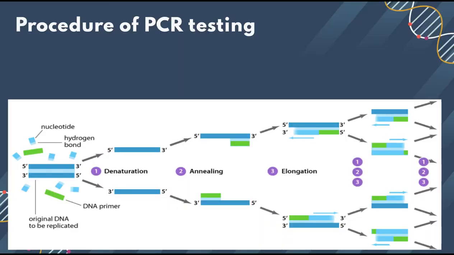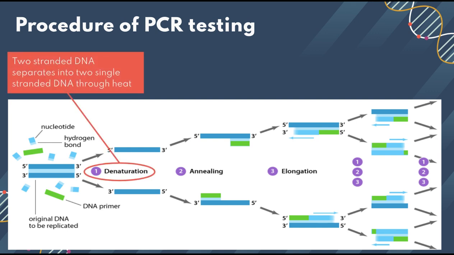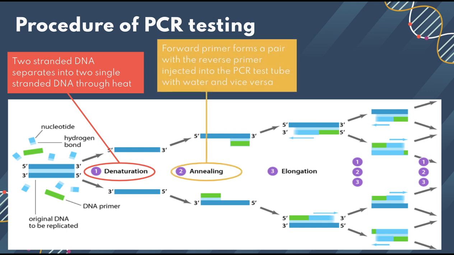Now, let's take a more in-depth look at how PCR works. The first step is denaturation, where two-stranded DNA separates into two single-stranded DNA at a very high temperature, which is about a 95 degrees Celsius environment. This high temperature melts the hydrogen bond from the nitrogen bases, leading to annealing, which is when the DNA primers combine with the DNA sample from denaturation. At this point, the temperature is lowered to between 45 and 60 degrees Celsius.